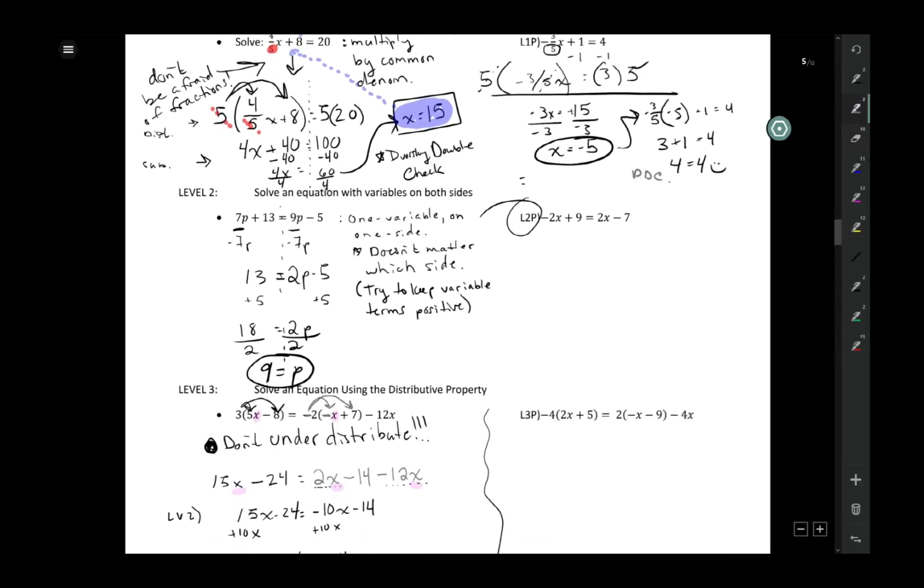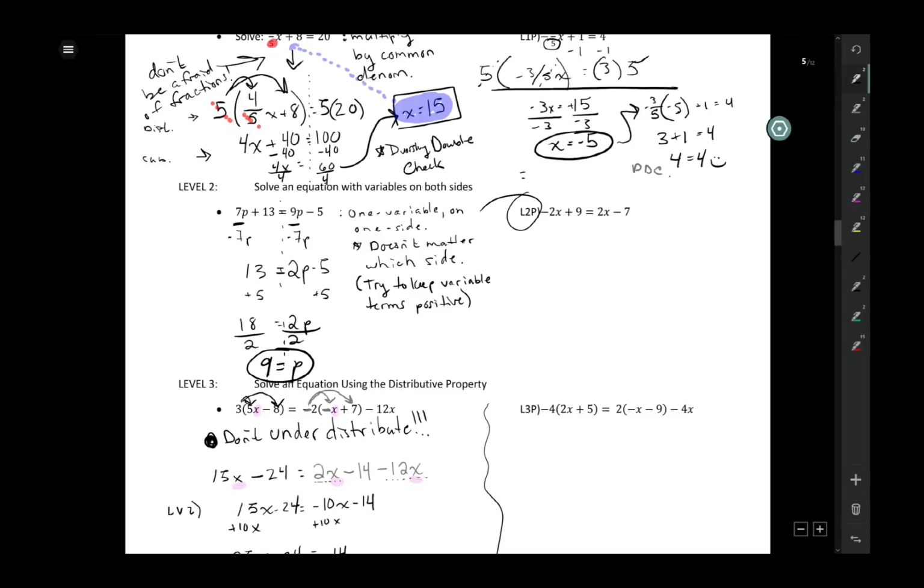Okay, lesson or level 2. Variables on both sides. Uh-oh, what's going to happen here? We're going to add over our 2x, giving us 4x, minus 7 equals 9. Add 7. Bada bing, bada boom. 9 and 7 is 16. Divide by 4. And 4 equals x.